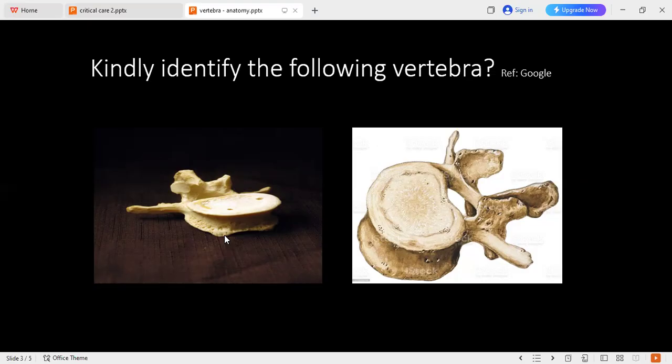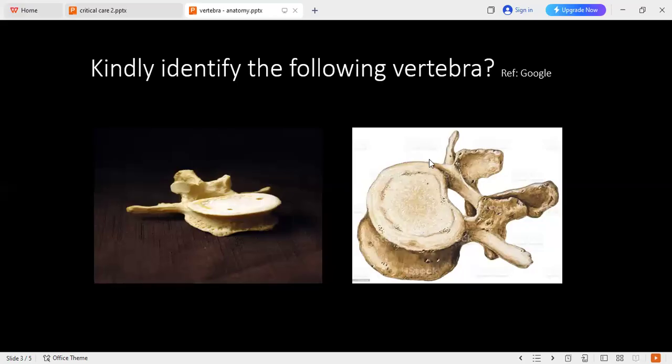How many vertebrae are there in total in a human being? In cervical there are 7, in thoracic 12, in lumbar 5, in sacrum 5, and coccygeal 3 fused. And the sacrum is 5 also fused together. Okay.